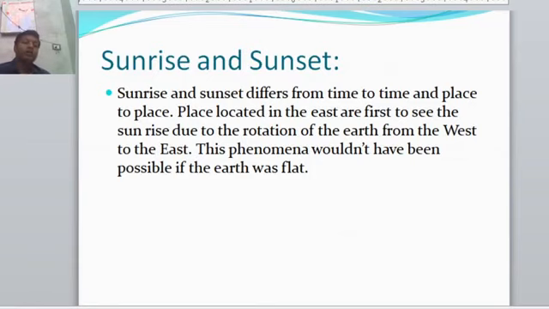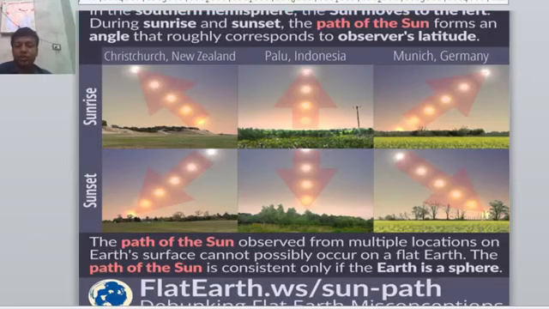So dear students, now another evidence we have is sunrise and sunset. As you daily observe sunrise and sunset, it varies from time to time and place to place. Places located in the east are the first to see the sunrise due to the rotation of the earth from west to east. Dear students, if earth was flat, the phenomenon wouldn't have been possible like that. So it shows that earth is spherical, almost spherical in shape.